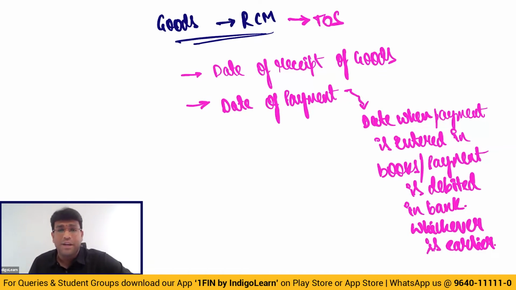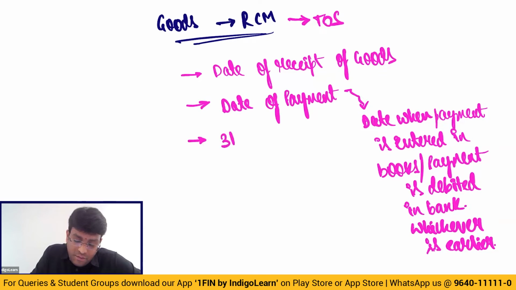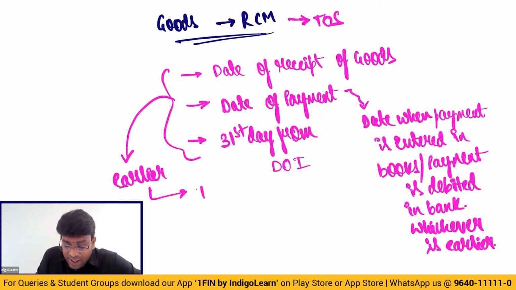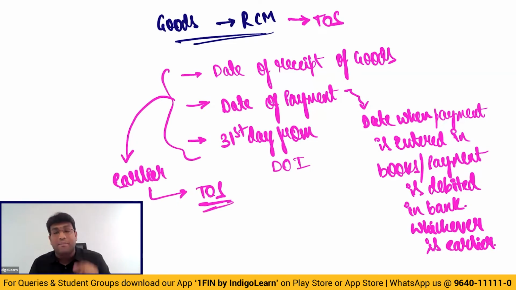Getting my point, my dear friends? Chalo, what is the first one? Date of receipt of goods. Second one, date of payment. Third one, 31st day from date of invoice. These three dates, whichever is earlier, that will become time of supply.